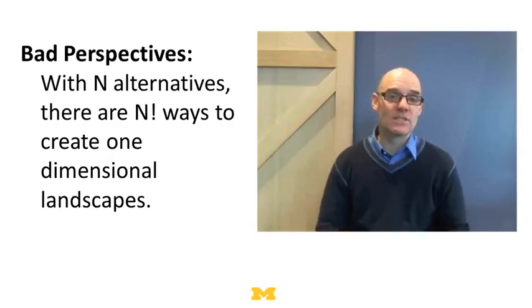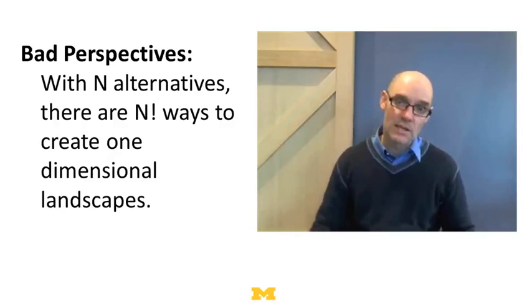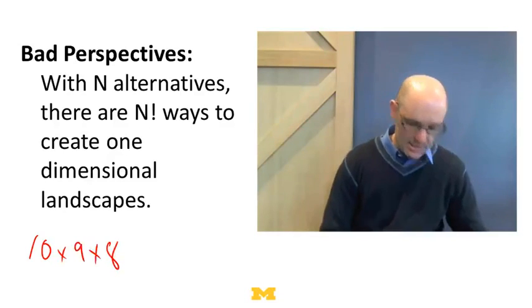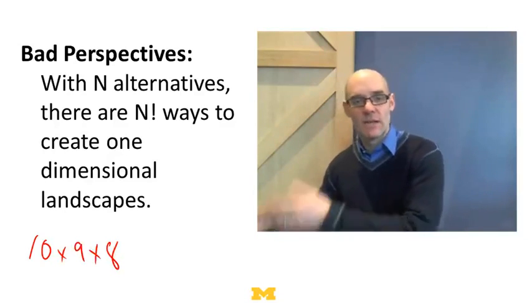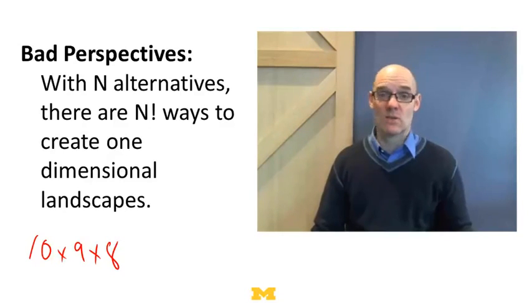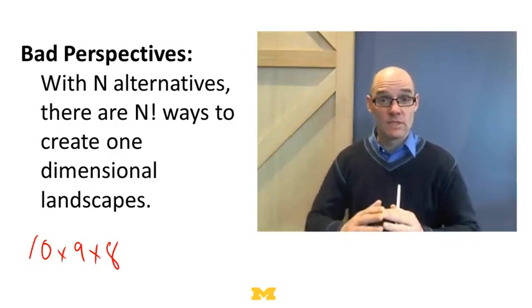Think about it. Suppose I have just 10 alternatives, and I want to think about all the different ways I could put them in a line. Well, there's 10 things I could put first, 9 things I could put second, 8 things I could put third, and so on. So there's 10 times 9 times 8 times 7 times 6 times 5 times 4 times 3 times 2 times 1 perspectives. Most of those are not going to be very good. They're not going to organize this set of solutions in any useful way, and only a few of them are going to create Mount Fujis.